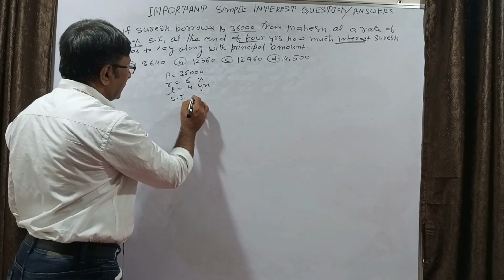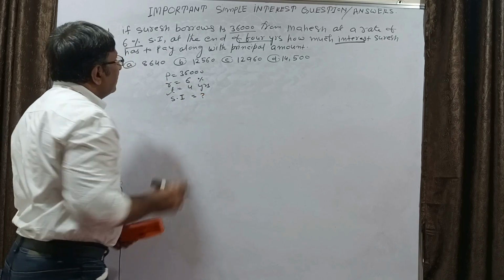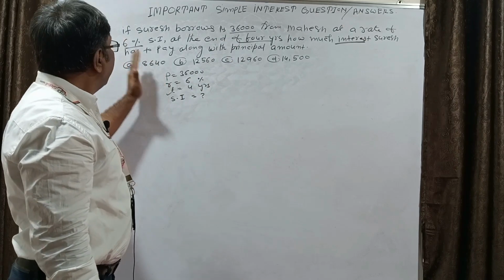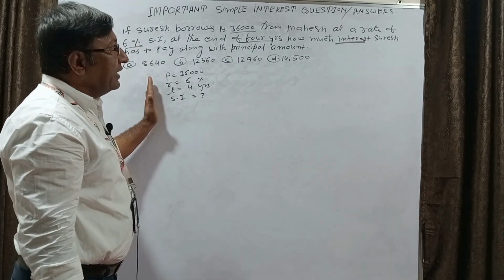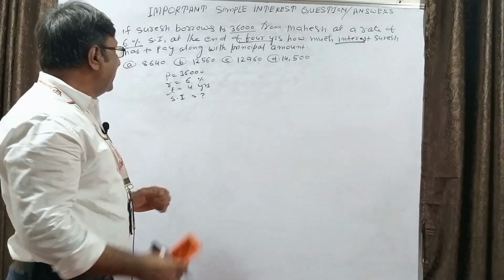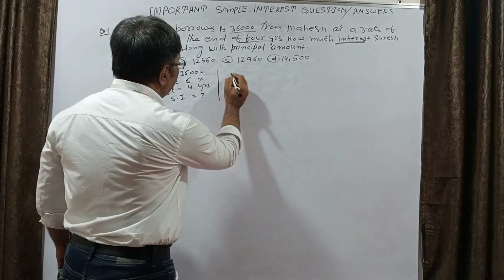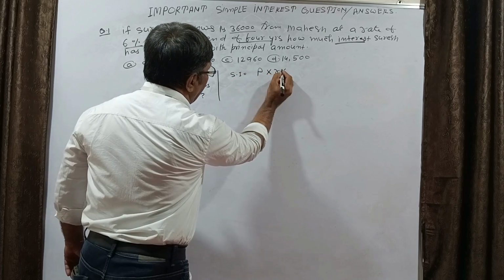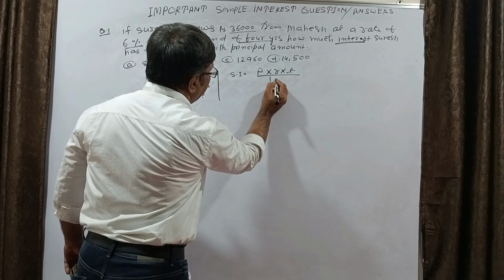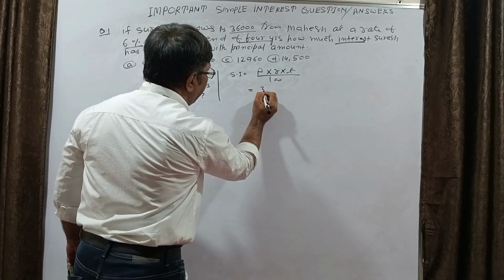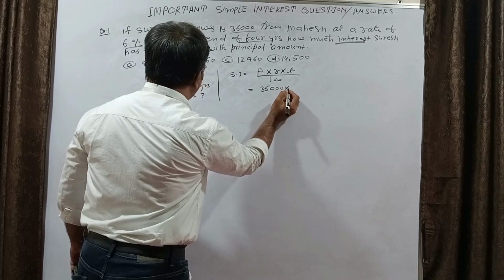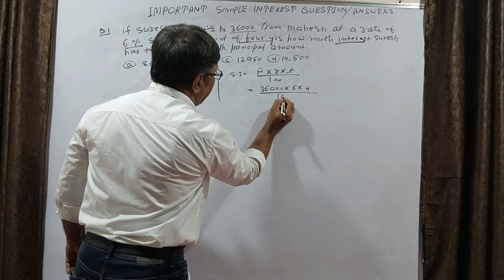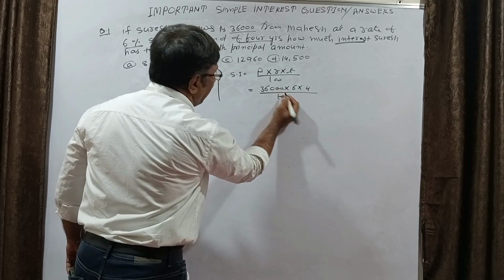We have to find the simple interest. So, a simple question: Suresh borrowed 36,000. Principal is given, rate is given, and time is given, and we simply have to find the simple interest. You know the basic formula for simple interest is P into R into T divided by 100. Here principal is 36,000, rate is 6, T is 4, divided by 100. So these two zeros cancel out.